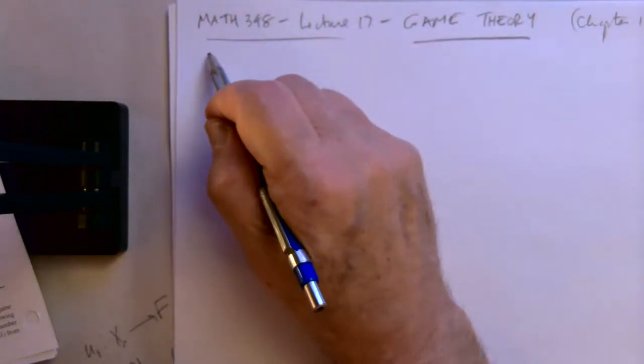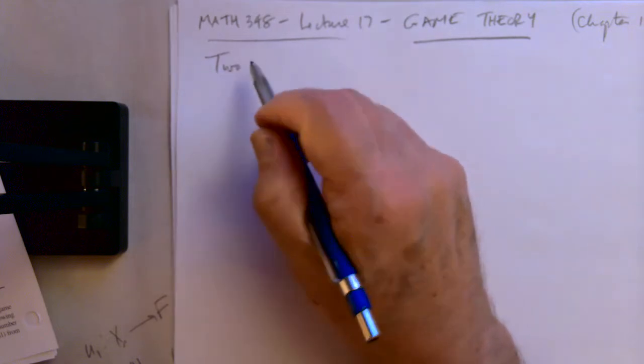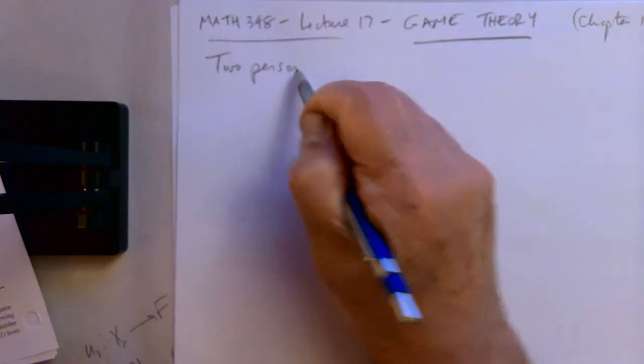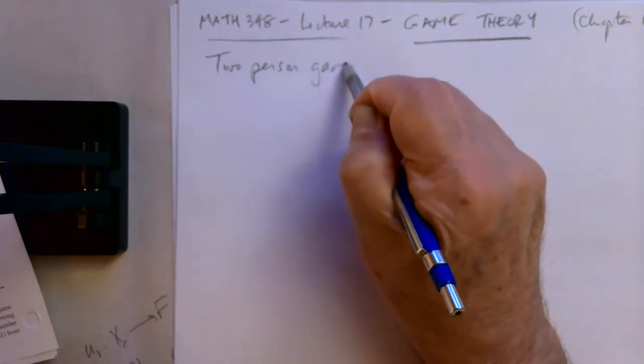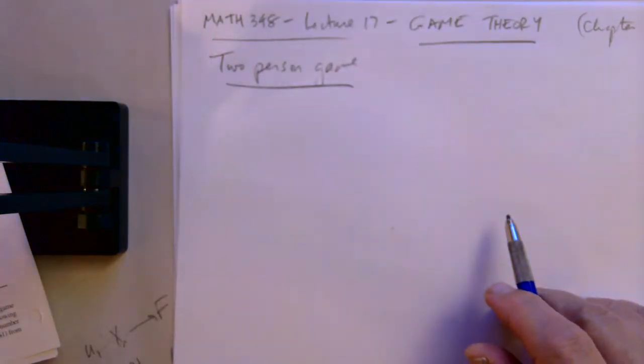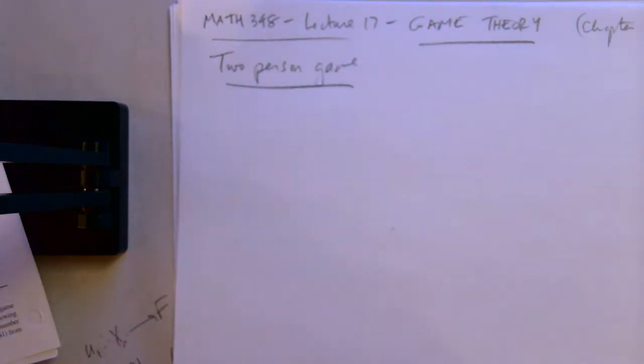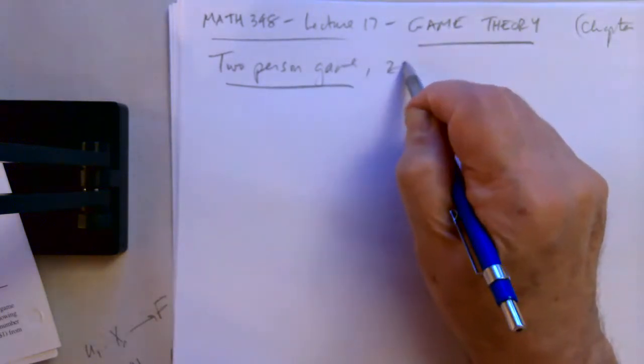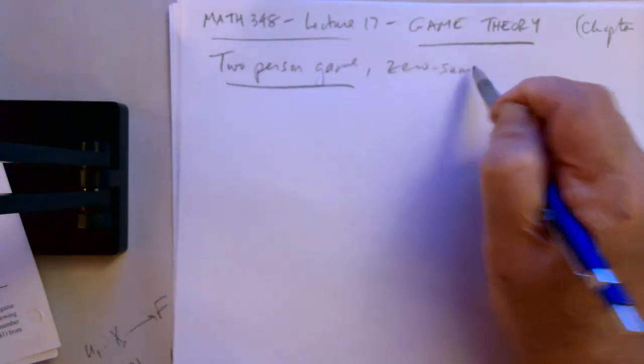there are only two opponents. So this is a two-person game. These are the only games we're going to consider. So there are two competing players or two competing adversaries. And in this game, whatever one person wins is exactly what the other person loses. So this is called a zero-sum game.